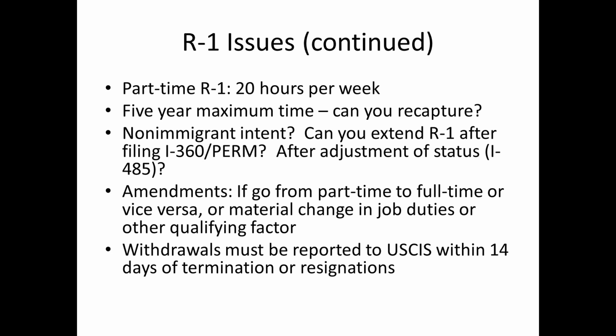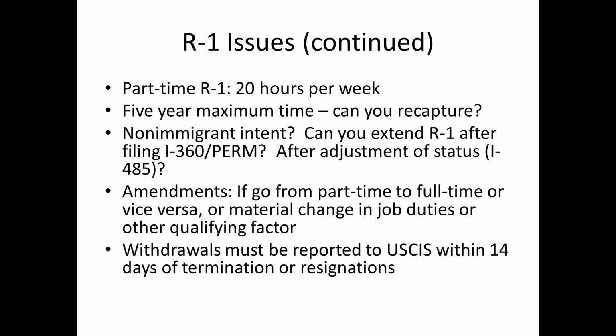Non-immigrant intent. Typically, for most non-immigrant temporary visas, you have to have the intention to go home. It doesn't seem that the R1 has this kind of strict intent. You really have to show that the person is just really coming to be an R1 person, to be a religious worker. Typically, if you extend the R1 after an I-360 or after a regular green card, a PERM green card has been filed, that will be permissible. I haven't seen any problems with those people having the R1 extensions denied.